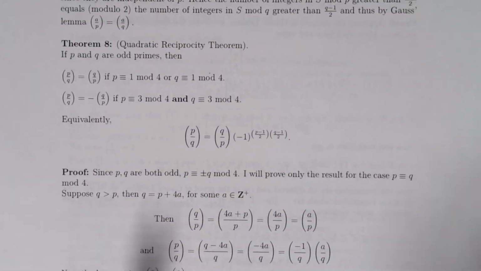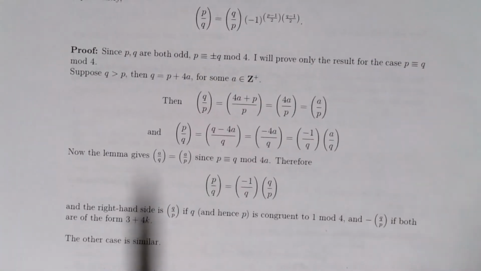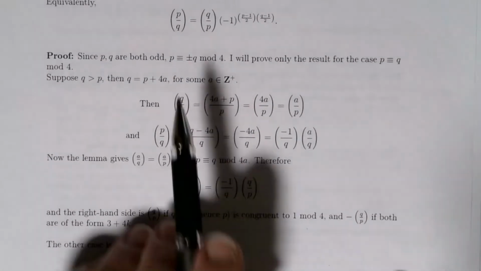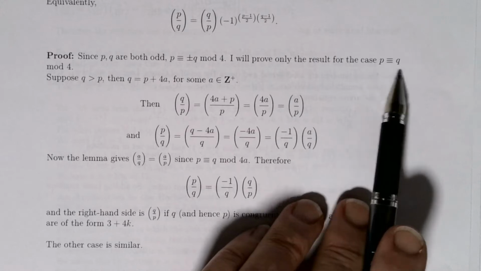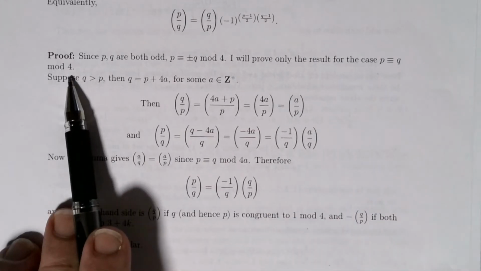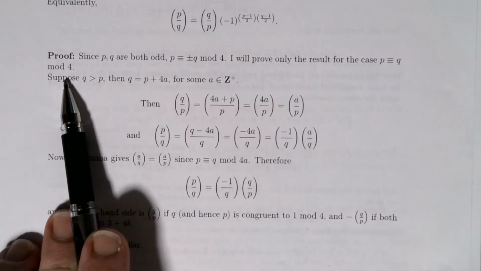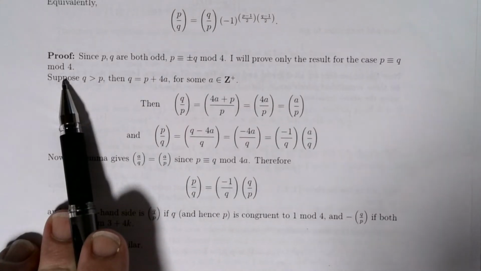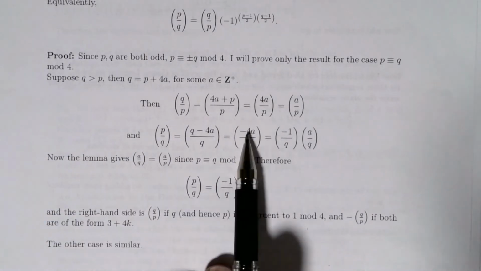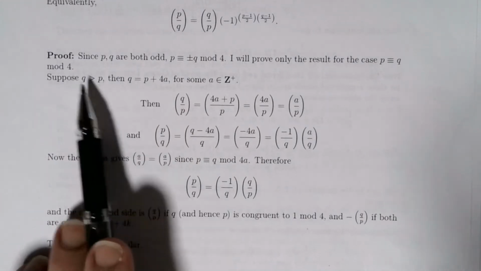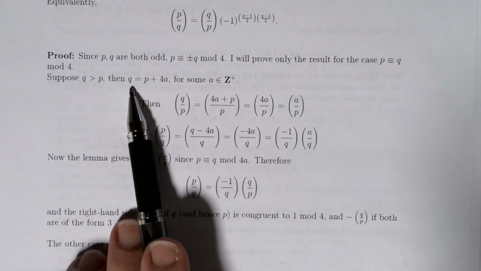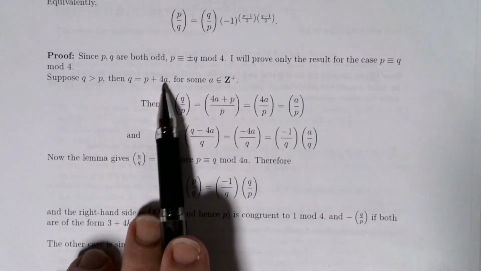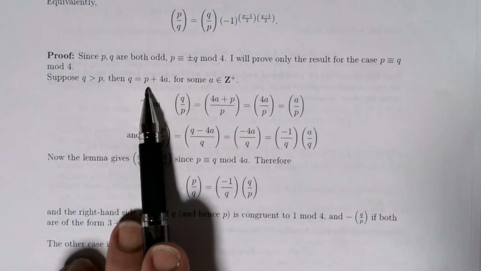Okay, the proof goes a little bit like this. Take P and Q both odd, then that means P is plus or minus Q mod 4. I'm only going to prove the case where P is congruent to Q modulo 4, and in the case P is minus Q mod 4, you chase through and you'll find it finishes off the proof, but it's done in a similar way. I'm going to assume Q is bigger than P without loss of generality, and I can write Q as P plus 4A because P is congruent to Q modulo 4.